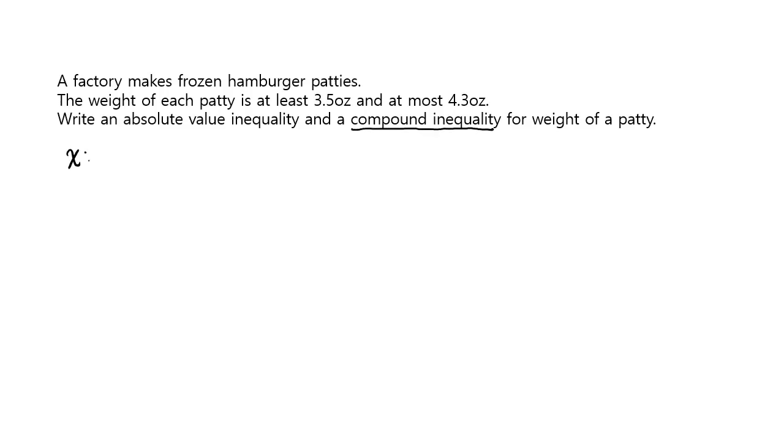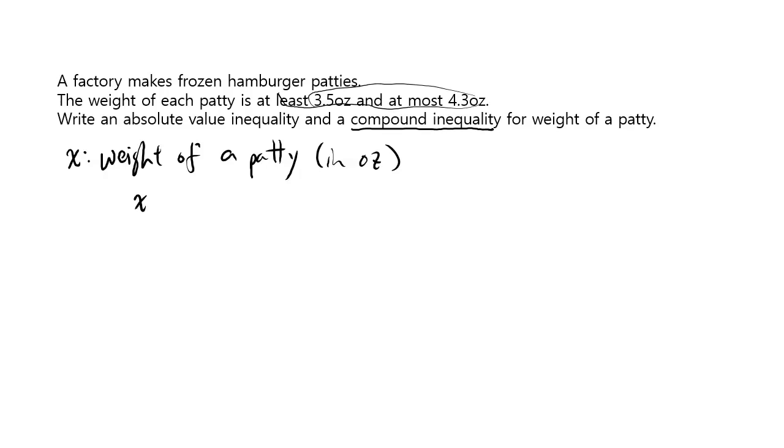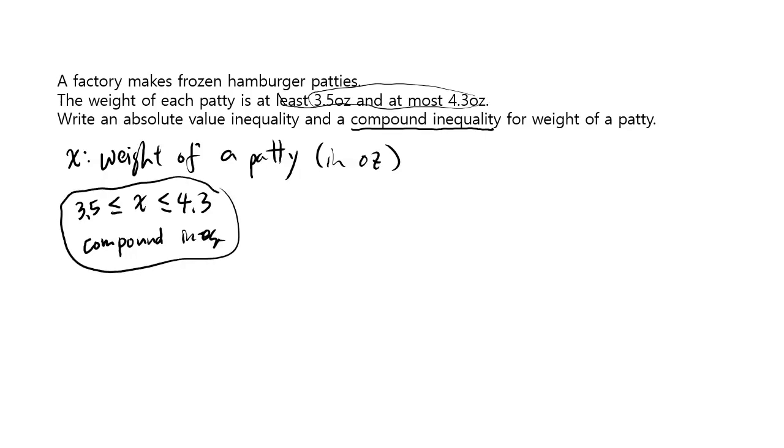If I say x is the weight of a patty in ounces, then this above here is saying that x is at least 3.5 and at most 4.3. Now this inequality is what we call the compound inequality, because it's really two inequalities written at once.